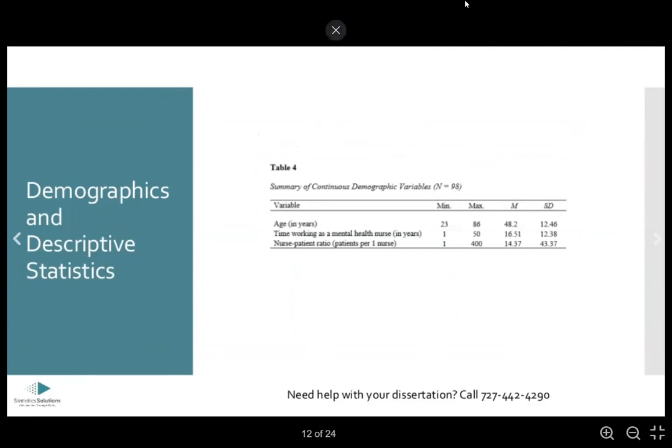Here is another example. Now, in this case, we are looking at continuous variables. So we're looking at age, time working as a mental health nurse in years, and then the nurse to patient ratio. And here we're reporting the mean and standard deviation, as I mentioned on the first slide, and we're also reporting the minimum and the maximum, and we have our total sample size here. So this is just another example of how you would present this information if you have continuous variables.